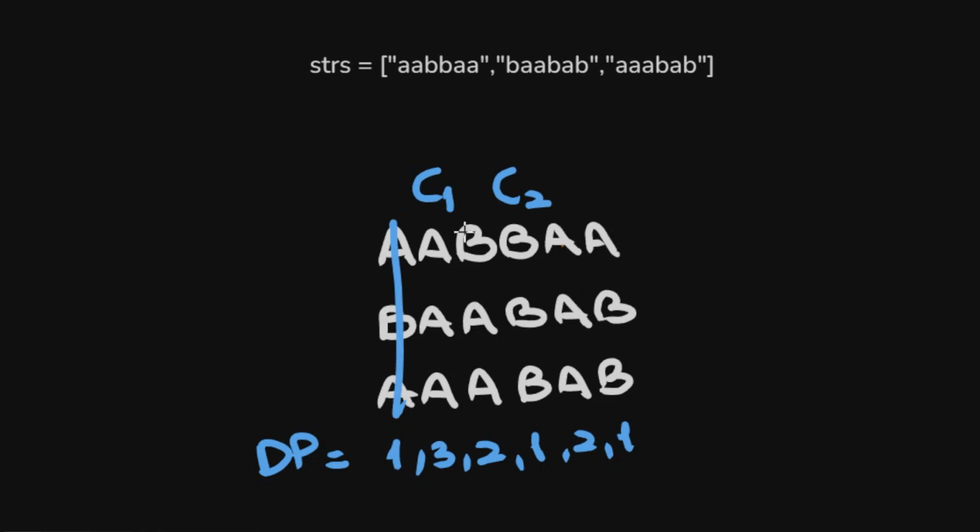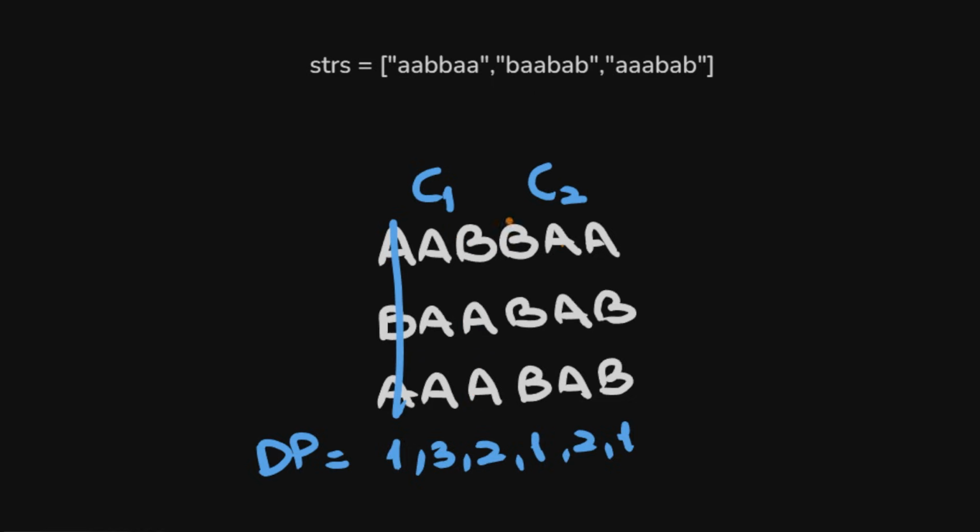Now we update C2, we are comparing these 2 columns. Here A is smaller than B, A is smaller than B, and A is smaller than B. So this is a valid combination. Here we keep the maximum between 3 and 1 plus 1, meaning 2. So we keep 3 here and continue.